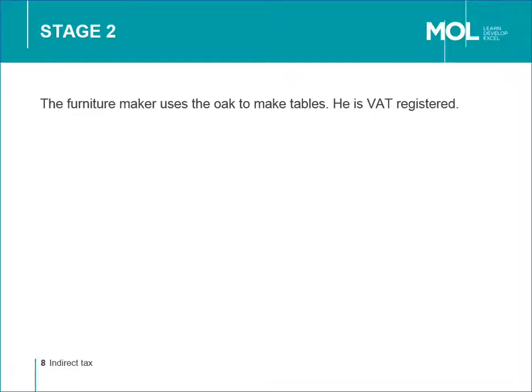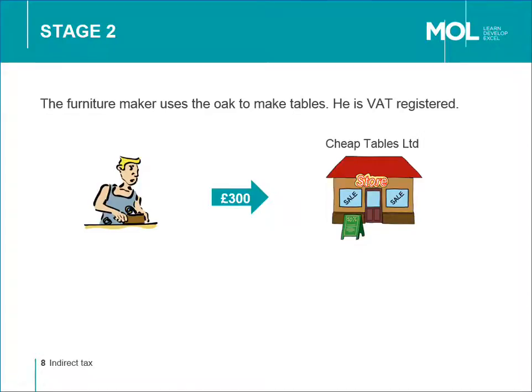The furniture maker uses the oak to make tables. He is VAT registered. The furniture maker sells a table for £300 to Cheap Tables Limited. As the furniture maker is VAT registered, he must add VAT to his selling price. The furniture maker will provide an invoice as follows. Selling price of £300. Add VAT at 20%, £60.